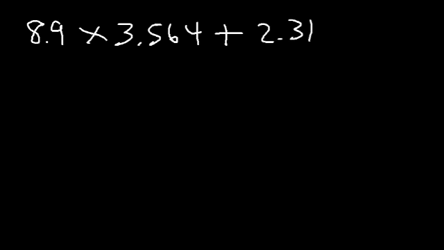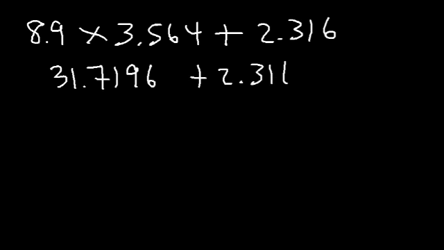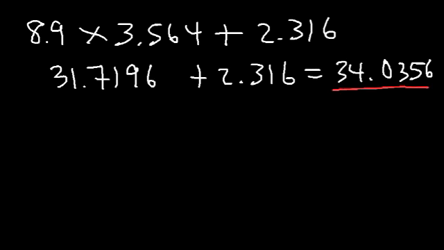So let's try another example like that. 8.9 times 3.564 plus 2.316. So 8.9 times 3.564, that's 31.7196. Now let's add 2.316 to that, and the answer is 34.0356. So this is the exact answer.